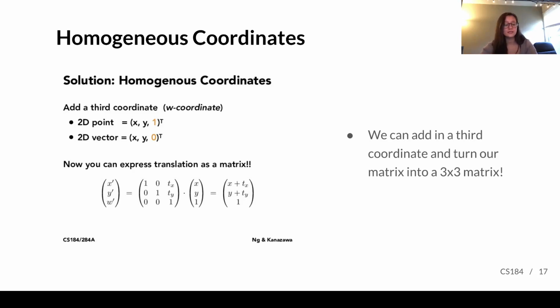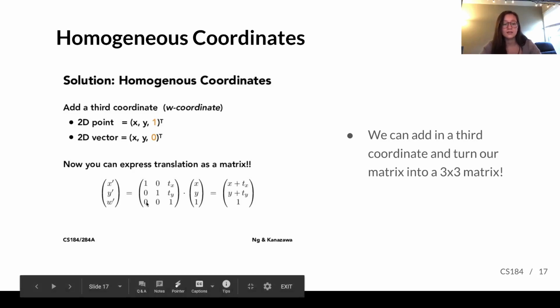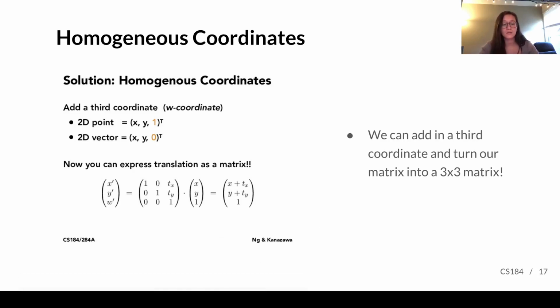So what does this do? This allows you to express your translation as a matrix. So as you can see at the bottom here, we added this extra 0, 0, 1 row at the bottom of our matrix, and now when we compute out this matrix multiply, it'll give us translated x and y coordinates.